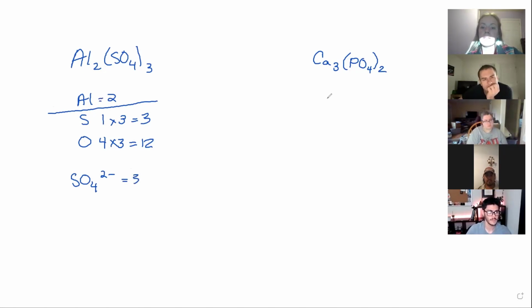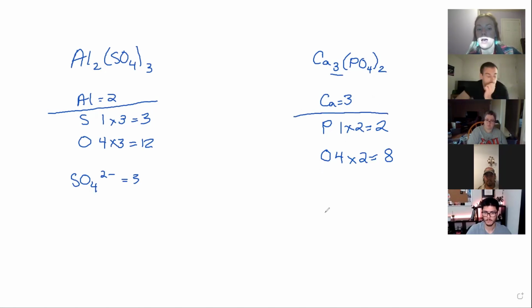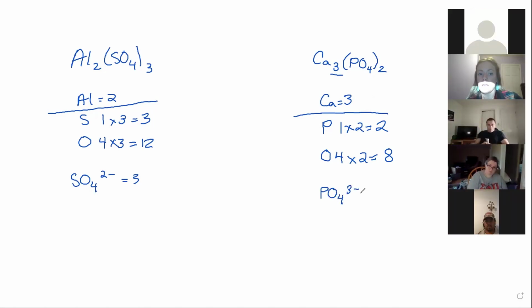This one over here, this is calcium phosphate. We have calcium. I have 3 of them. Phosphorus, well, I have 1 within the packet, but I have 2 of those packets. So I'm going to take that 1 times the 2 packets to give me a total of 2 phosphorus. And then oxygen, there's 4 within each packet, but there are 2 packets. So I need to multiply that out by 2 to give me a total of 8 oxygens. And again, sometimes instead of separating these out, they'll write them as PO4 3-.